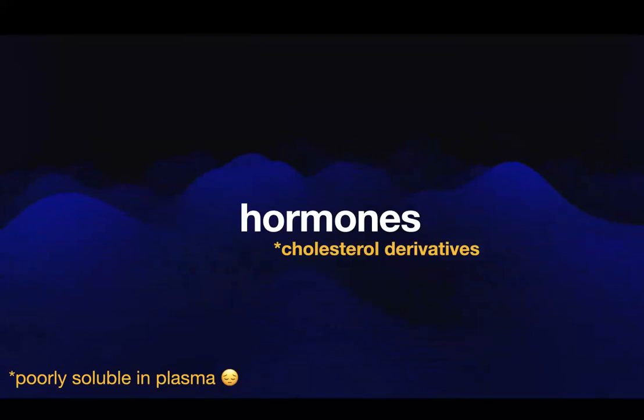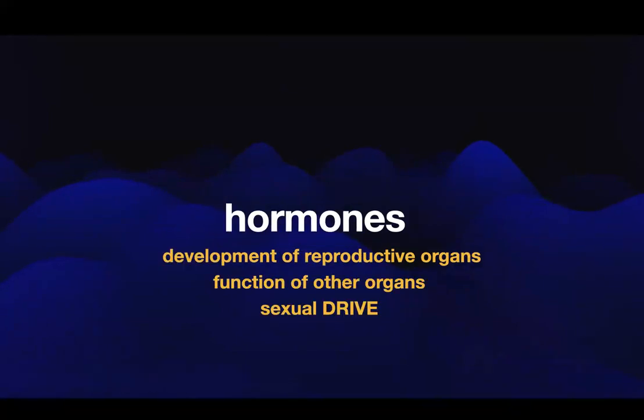And because our hormones are cholesterol derivatives, they have the same properties as cholesterol. They are also poorly soluble in plasma. Therefore, you cannot have testosterone just flowing through your body. It is mainly going to be bound to a protein, and that's going to be relevant later on when we go over the mechanics of testosterone.